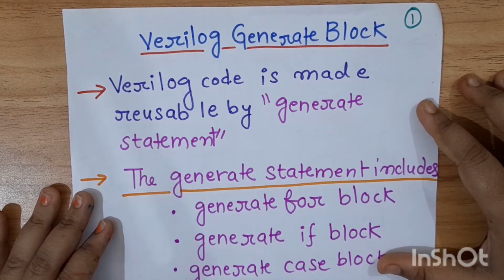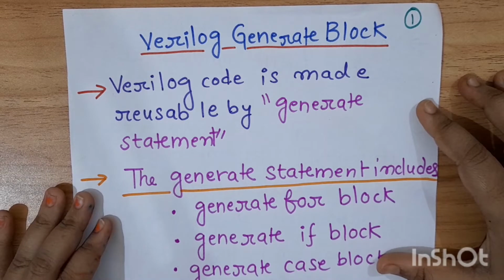So I start with: Verilog code is made reusable by the generate statement. Reusable means what? Suppose I have written a Verilog code. At some point of time, I want the same Verilog code but with some additional feature when a certain condition is met. And when that condition is not met, I do not want to use that particular feature. In that case, the generate statement can be used.